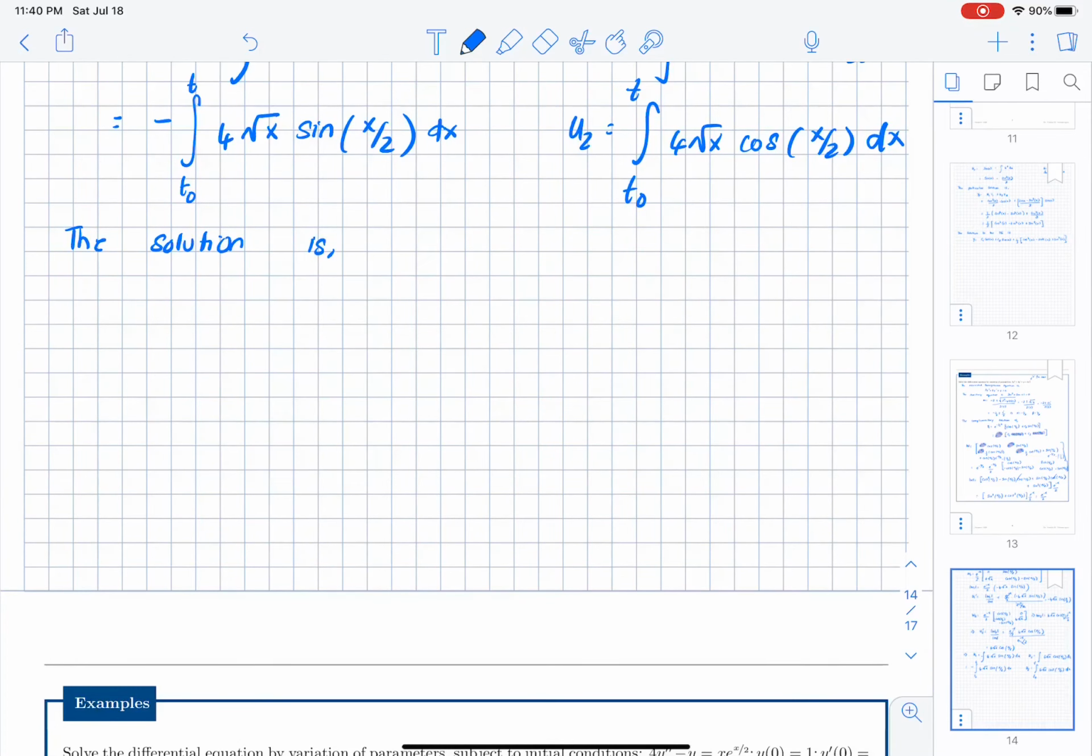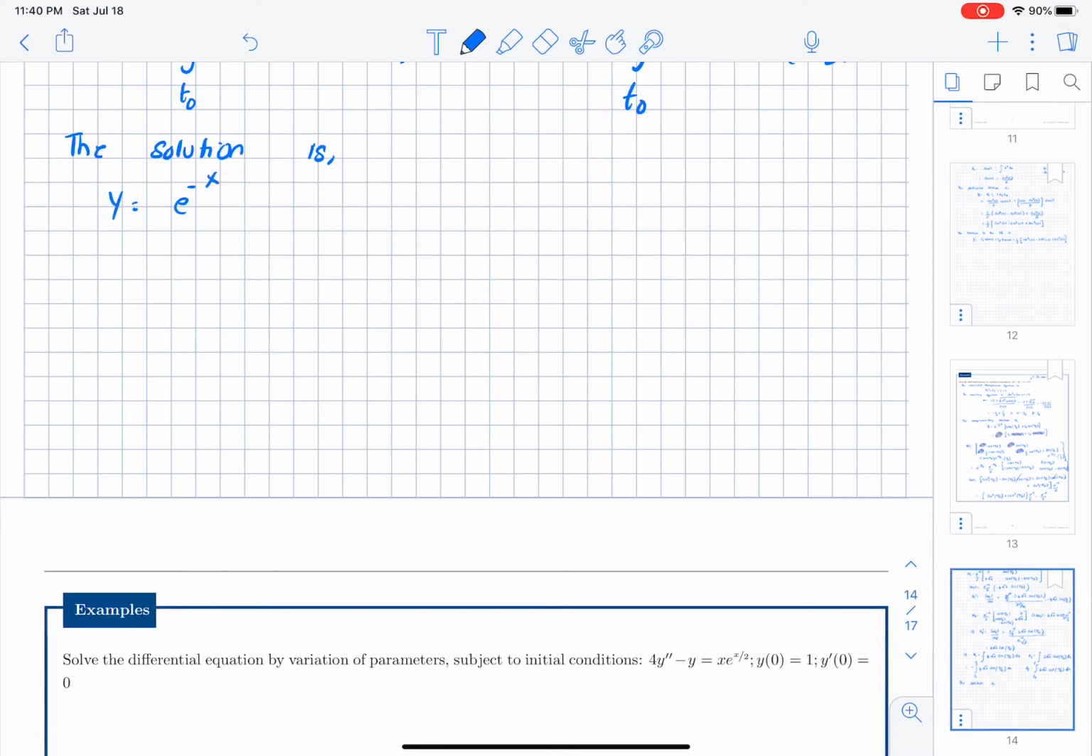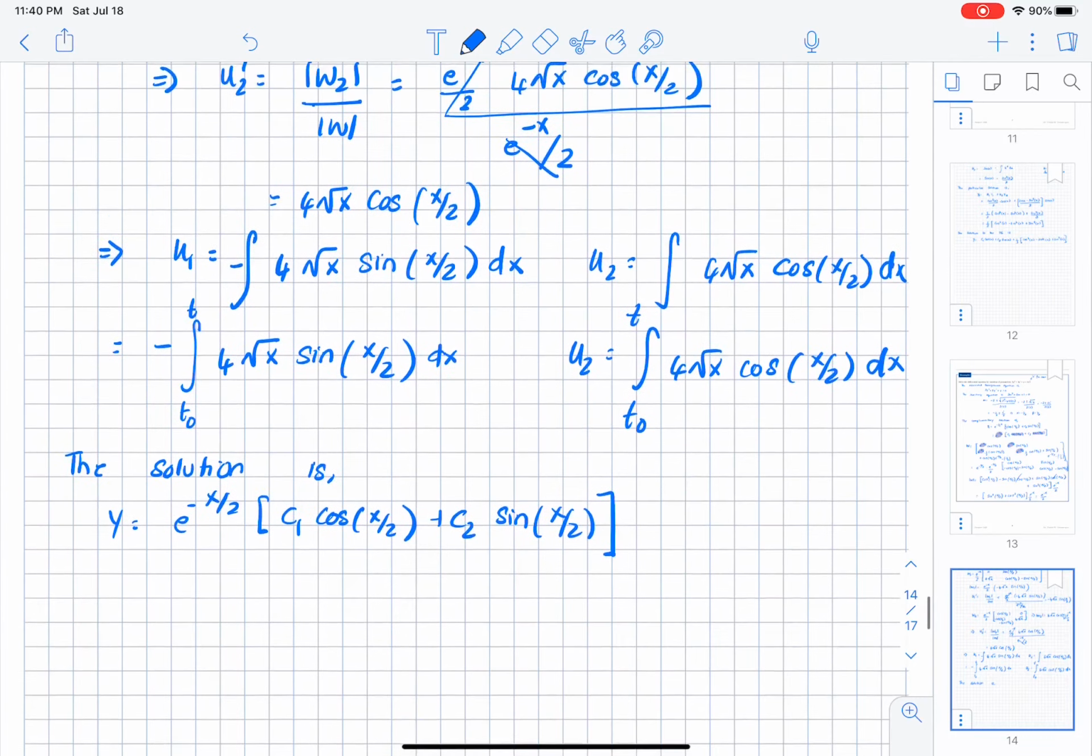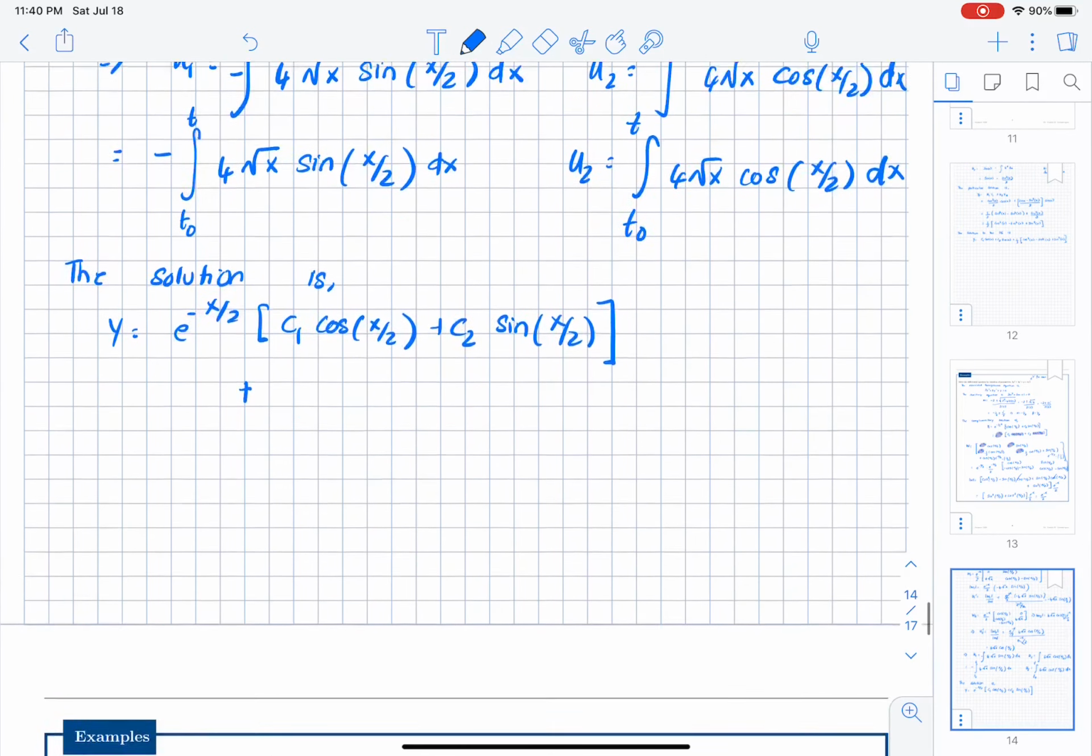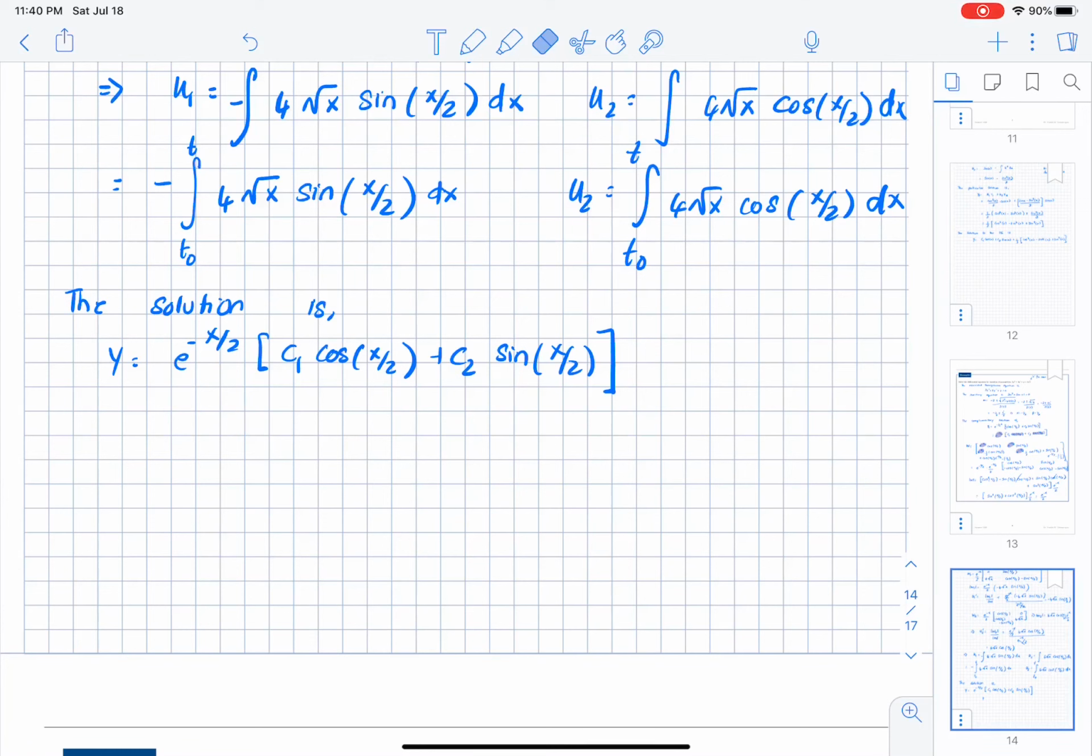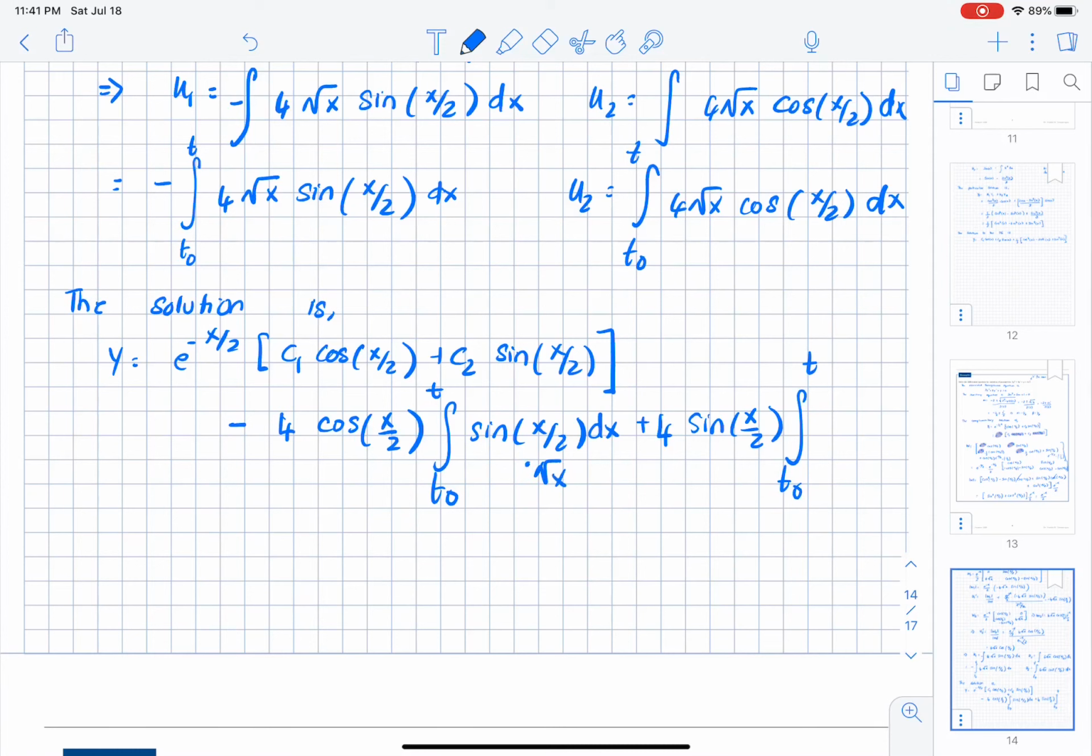So the solution, or the particular solution, I'll combine them together. Y is e raised minus x over 2, c1 cosine x over 2 plus c2 sine x over 2, plus u1, which is minus 4 cosine x over 2 integral t0 to t sine x over 2 dx, plus 4 sine x over 2 integral t0 to t root x cosine x over 2 dx.